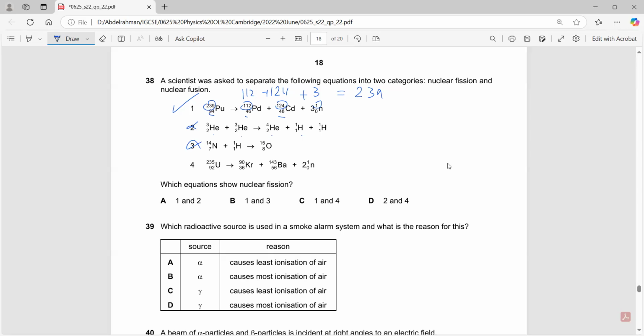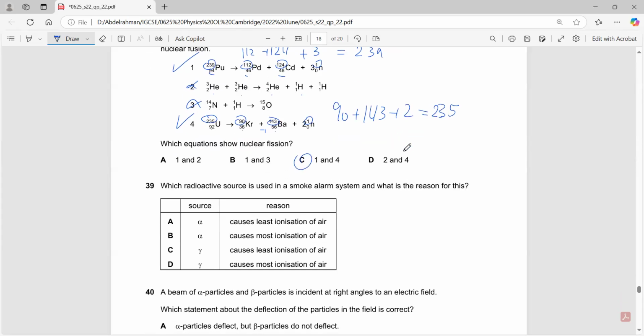Last one, for uranium, let's balance it out. 92, is it equal to 36 plus 56? 36 plus 56, yes, it is 92. Okay, 235, is it equal to 90 plus 143 plus what? Plus 2. 90 plus 143, okay, so that's 233, plus 2, is that equal to 235? Yes, it is equal to 235, so we have only 1 and 4.